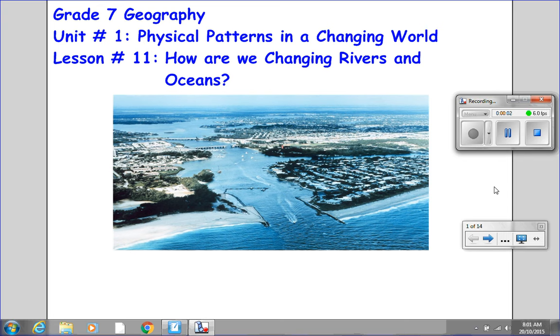Welcome back to Grade 7 Geography, Unit Number 1, Physical Patterns in a Changing World. This is Lesson Number 11, How Are We Changing Rivers and Oceans?